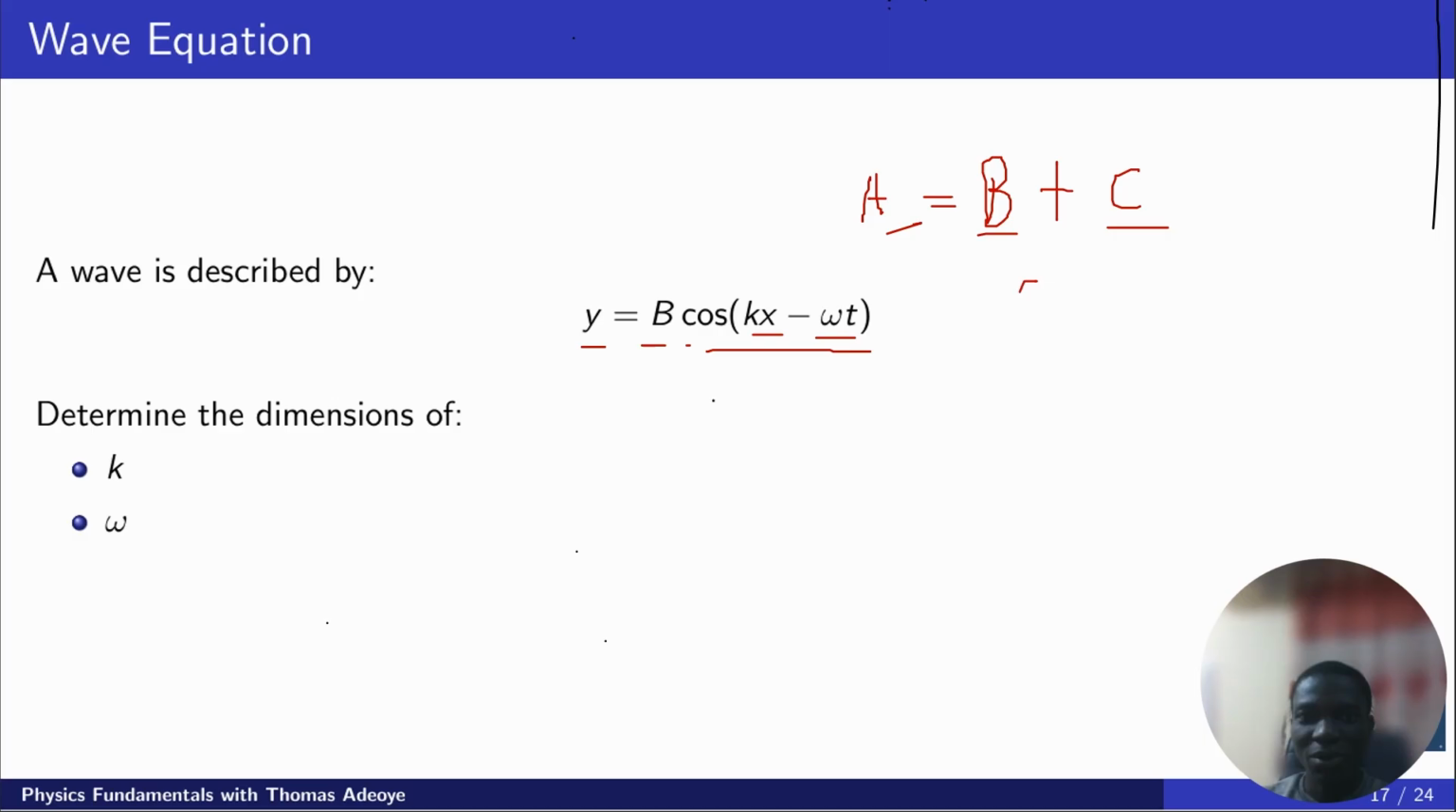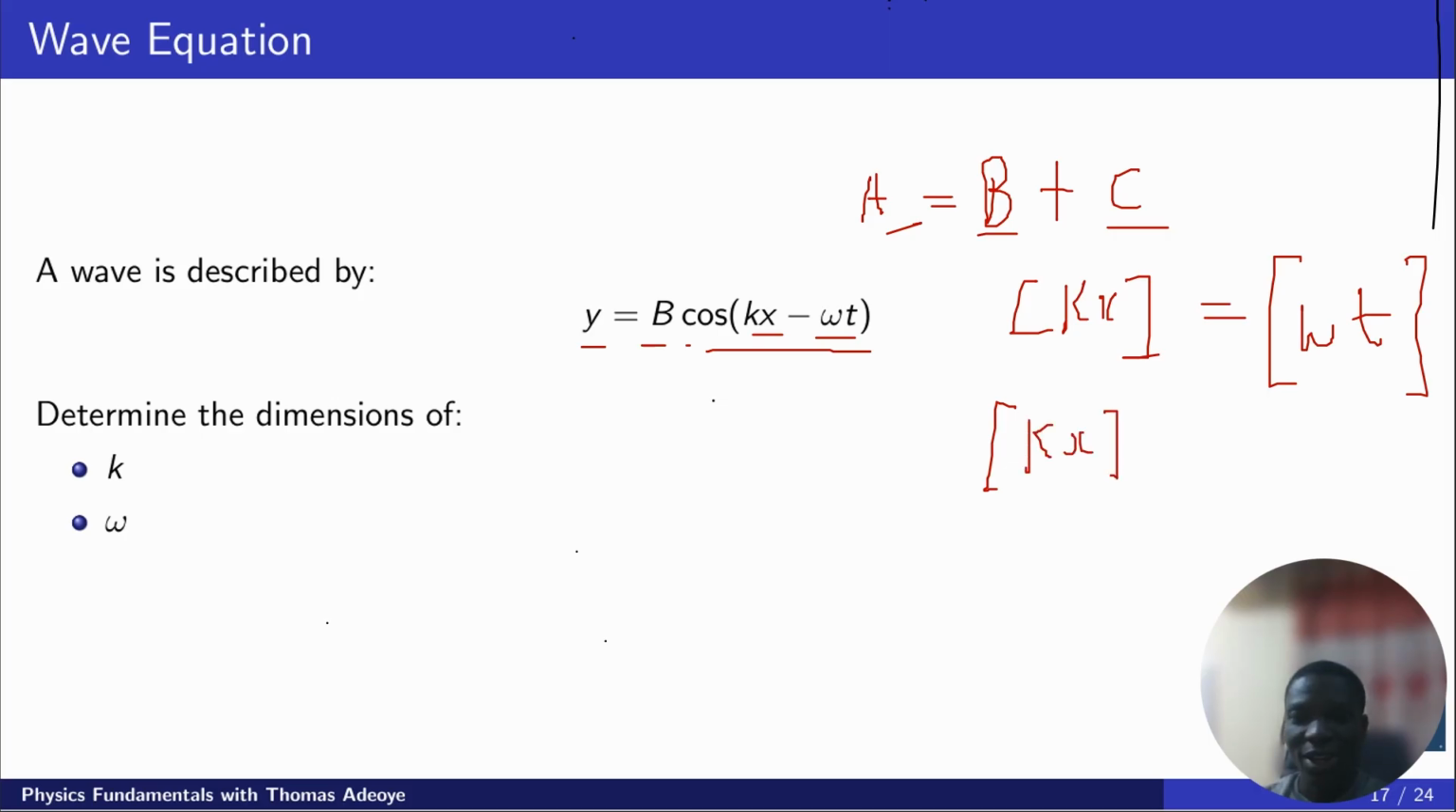So what do I mean? What I mean is the dimension of kx and the dimension of omega t must be equal. Yeah, the dimensions are equal. And the dimension of each of them, because the cosine function is dimensionless or has a dimension of unity, must be equal to 1.